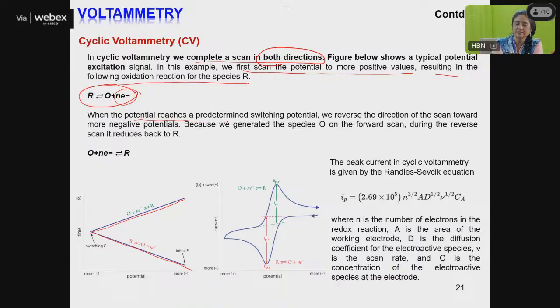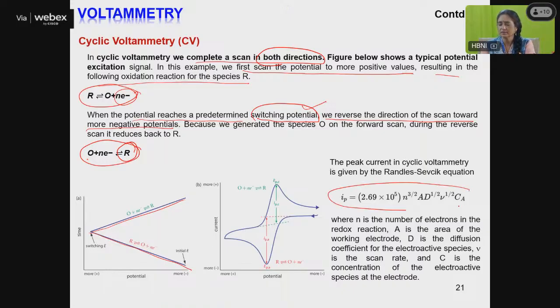And the potential reaches a predetermined switching potential. So you have to first enter what the switching potential will be. After it reaches the switching potential, we reverse the direction of the scan towards more negative potential, and now your oxidized species will again go to the reduced one. So here is the equation. The peak current in cyclic voltammetry is given by the Randles-Sevcik equation, where n is the number of electrons in the redox reaction, A is the area of the working electrode, D is the diffusion coefficient, and C is the concentration of the electroactive species.